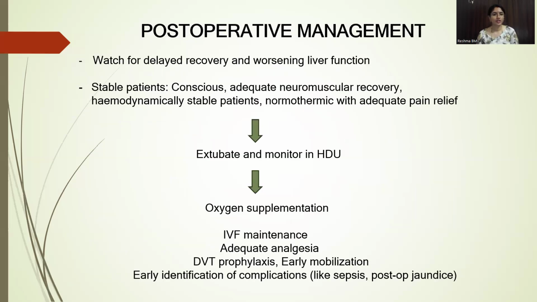Coming to postoperative management, patients are watched for delayed recovery and worsening liver function. Stable patients who are conscious, have adequate neuromuscular recovery, are hemodynamically stable, normothermic, with adequate pain relief should be extubated and monitored in the high dependency unit. They should be supplemented with oxygen and IV maintenance fluids, adequate analgesia should be provided, DVT prophylaxis, early mobilization, and early identification of complications like sepsis and postoperative jaundice is done.